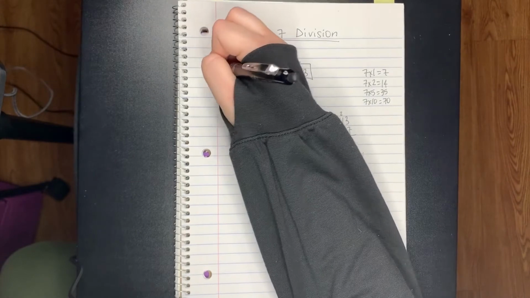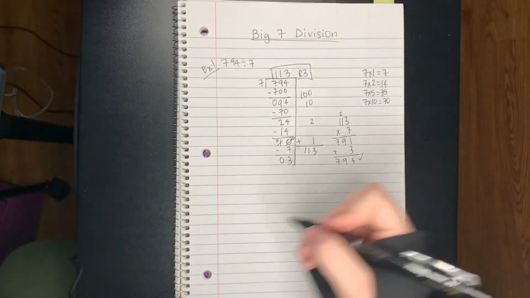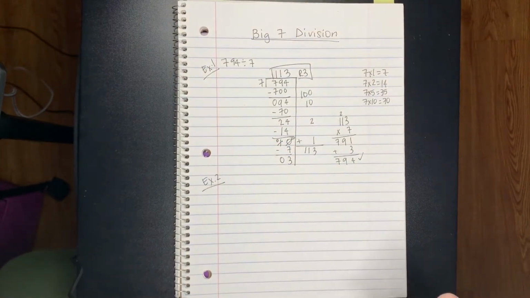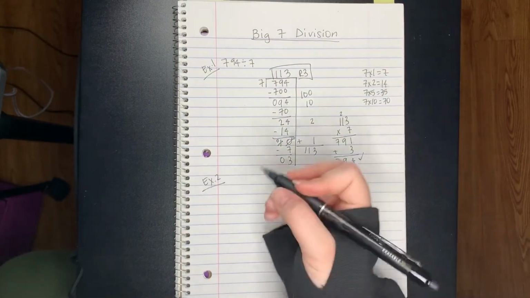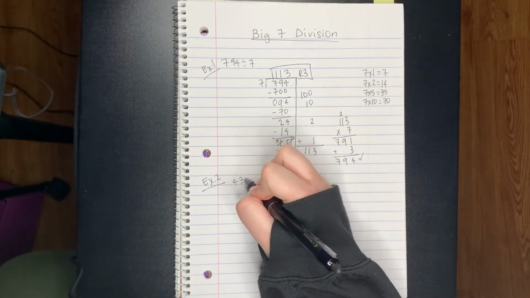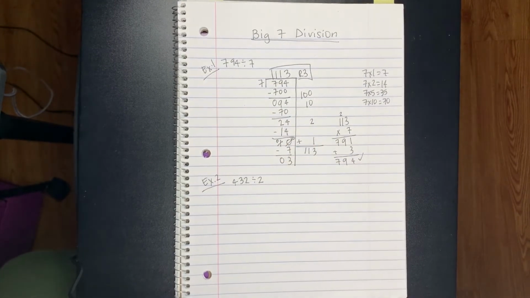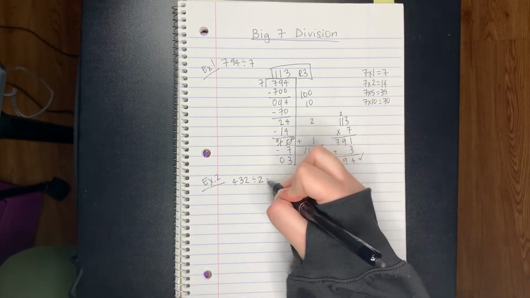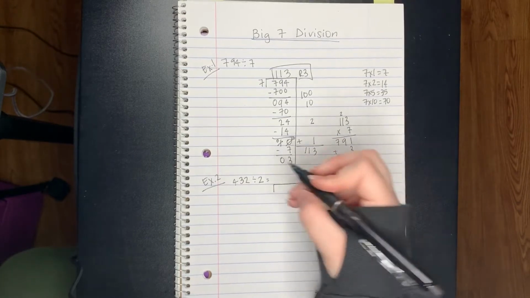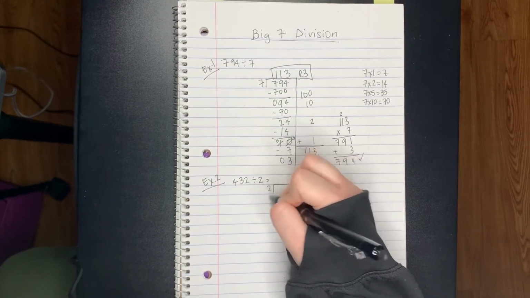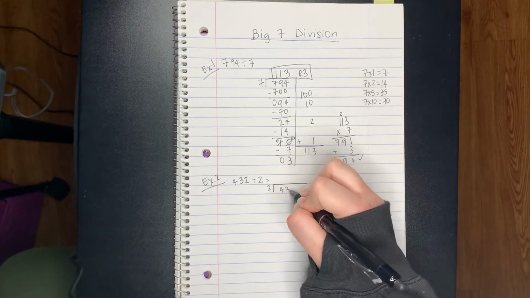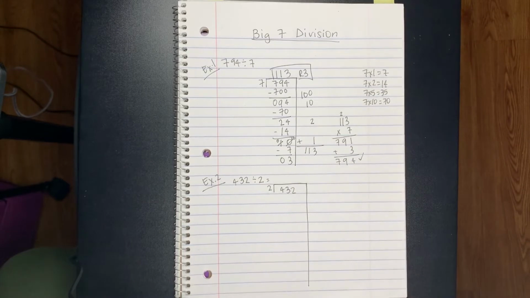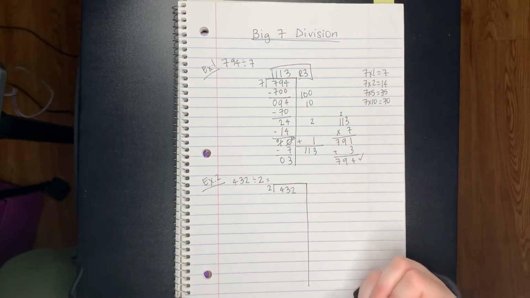So that was example 1. Now example 2. We are going to be dividing 432 divided by 2. So we're going to draw our little house with 2 as our divisor on the outside, and 432 as our dividend on the inside. We're going to extend our line to create a big 7.